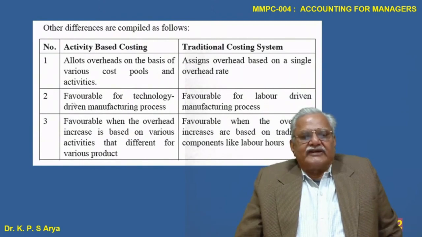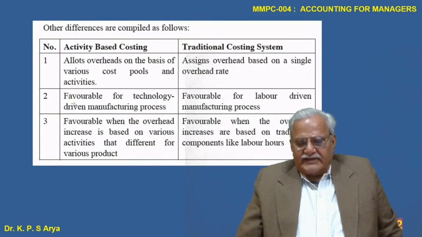Second, ABC is favorable for technology-driven manufacturing processes. Traditional costing is favorable for labor-driven manufacturing processes. Third, ABC is favorable when the overhead increase is based on various activities that differ for various products. Traditional costing is favorable when the overhead increases are based on a traditional component.